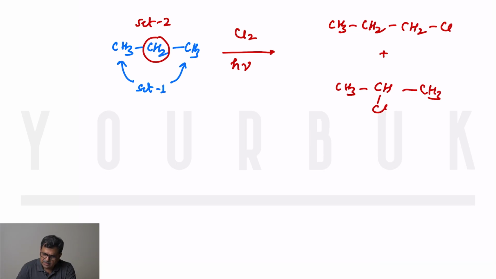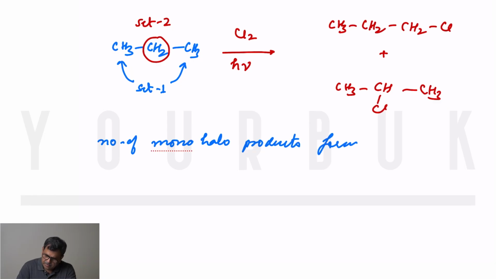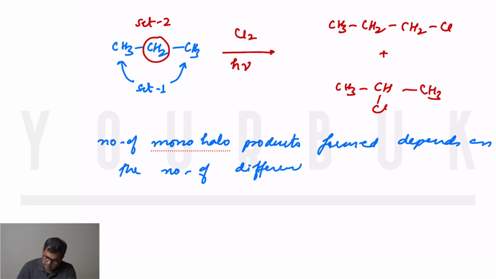So we can generalize the number of mono-halo products obtained. The number of mono-halo products formed depends on the number of different sets of hydrogens.